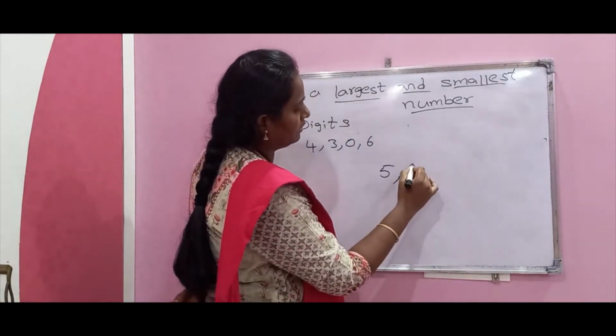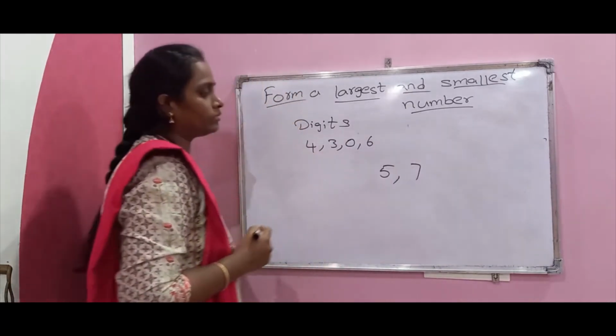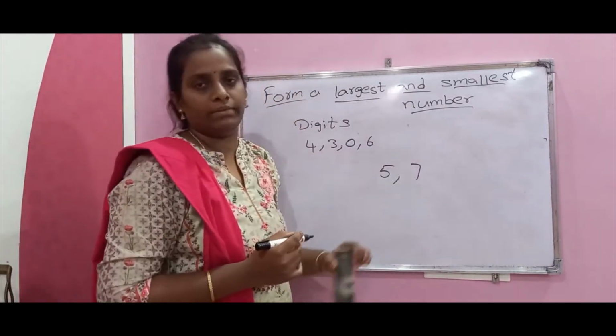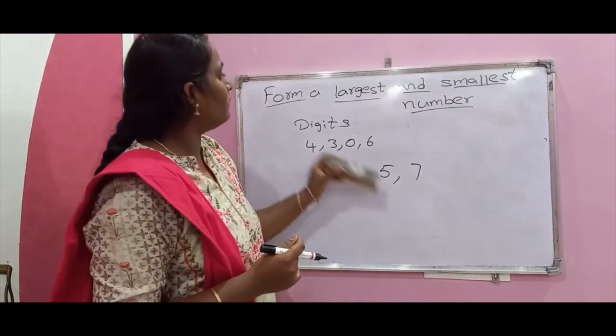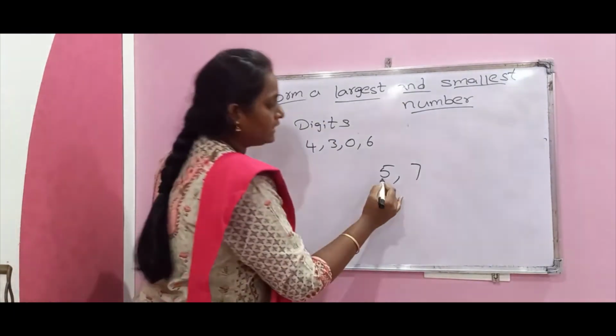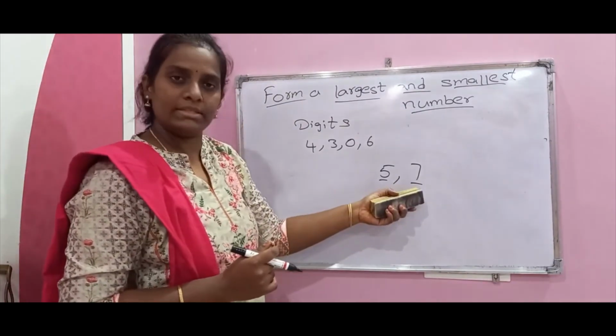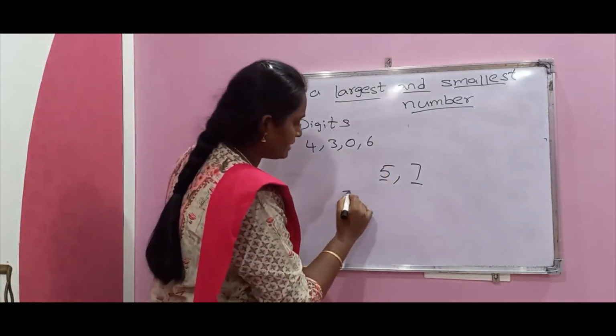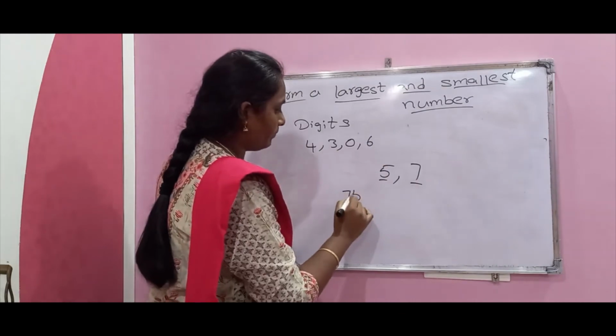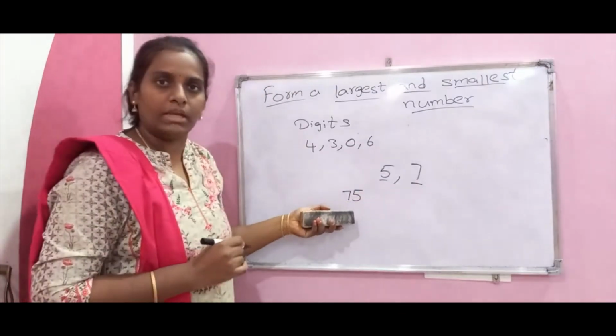5, 7. 5 and 7. Now we'll form the largest number. In these 2 digits, which is the largest number? 7 is the largest number. So write first that number. After that 5. 75. This is the largest number.